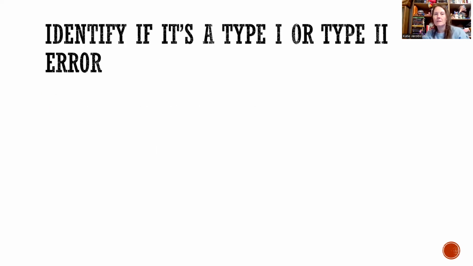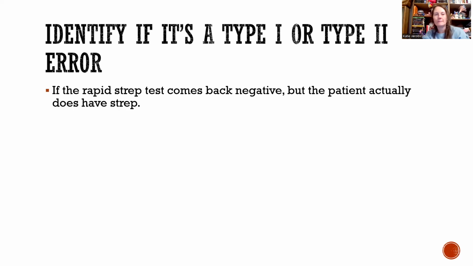So let's practice a little bit. Let's identify if this is a type 1 or type 2 error. If a rapid strep test comes back negative, but the patient actually does have strep, what would that be? Test yourself before moving on. It would be a type 2 error.